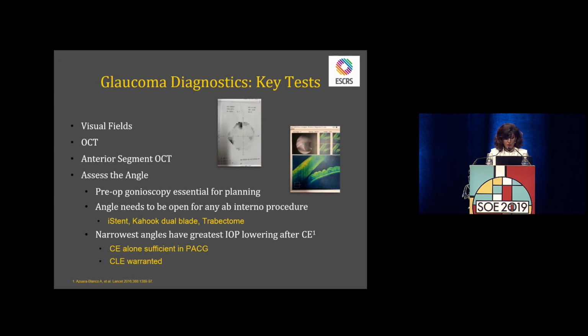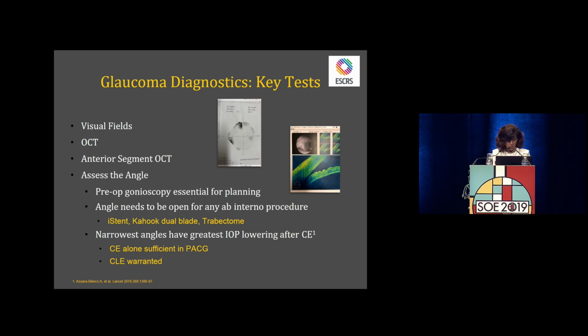There are a lot of key diagnostic tests. First of all, we consider visual field to assess glaucoma disease, OCT, anterior segment OCT, and do not forget to do preoperative gonioscopy, because sometimes we forget it, especially if you want to proceed with an ab-interno angle procedure, like the Kahook Dual Blade or Trabectome.